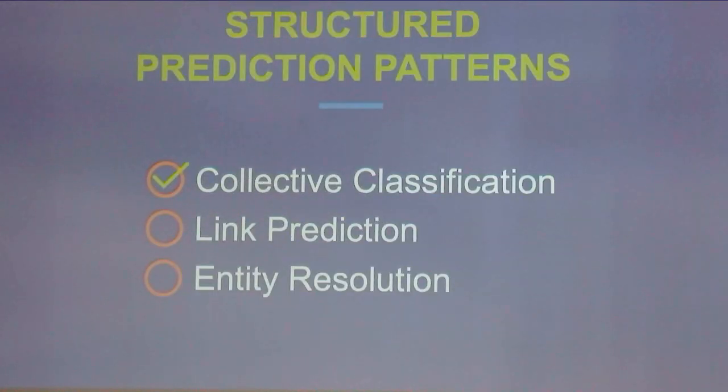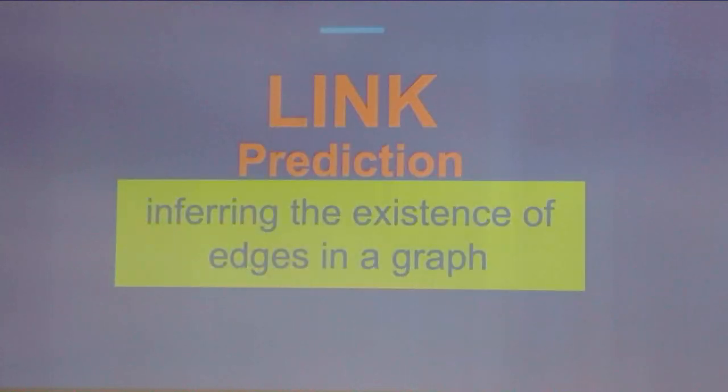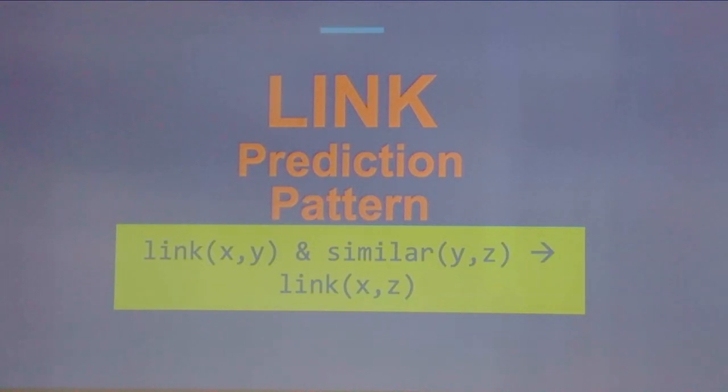The second pattern that, again, I think comes up over and over again is when you're trying to infer the existence of edges. So now we're not doing edge labeling, but predicting the existence. And the pattern here is that you're going to do some sort of similarity reasoning. So you have an edge between X and Y. Y and Z are similar. Then you may have an edge between X and Z.